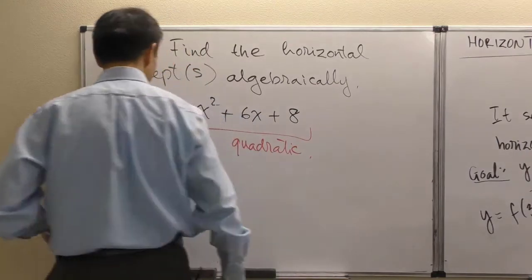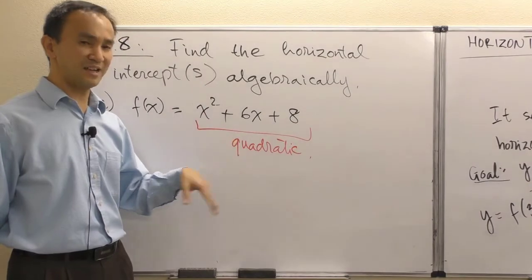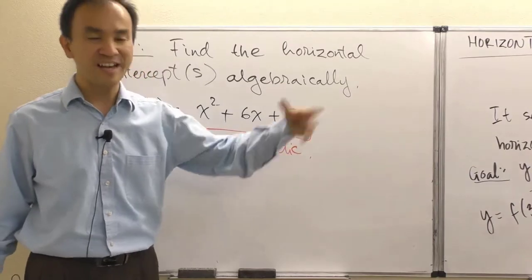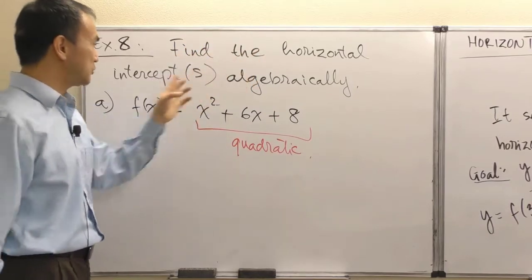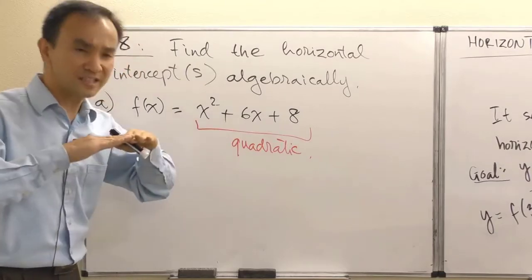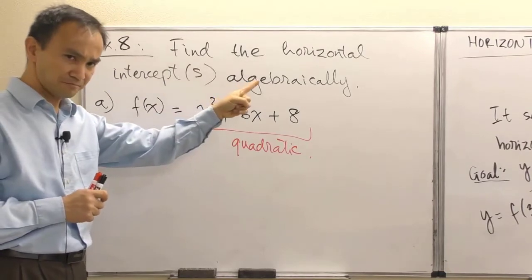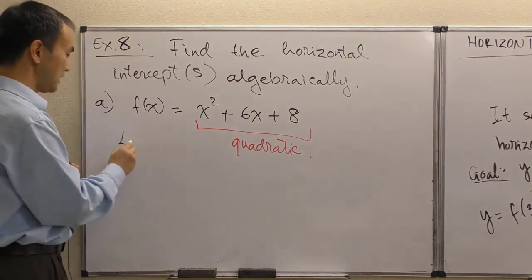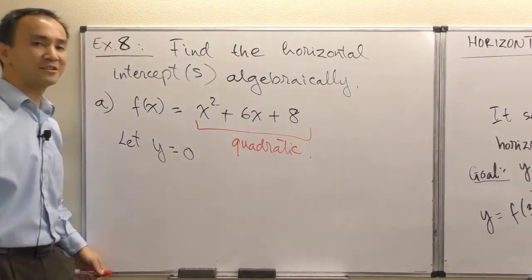Now I also brought in this example 8, and this problem here as a brief review for any of you in case your skill in handling quadratic functions has faded away. To find a horizontal intercept algebraically, the general understanding we picked up from earlier discussion is that anytime we're finding a horizontal intercept, we let the y value equal 0, just like how we did in example 7. We're going to let y equal 0.